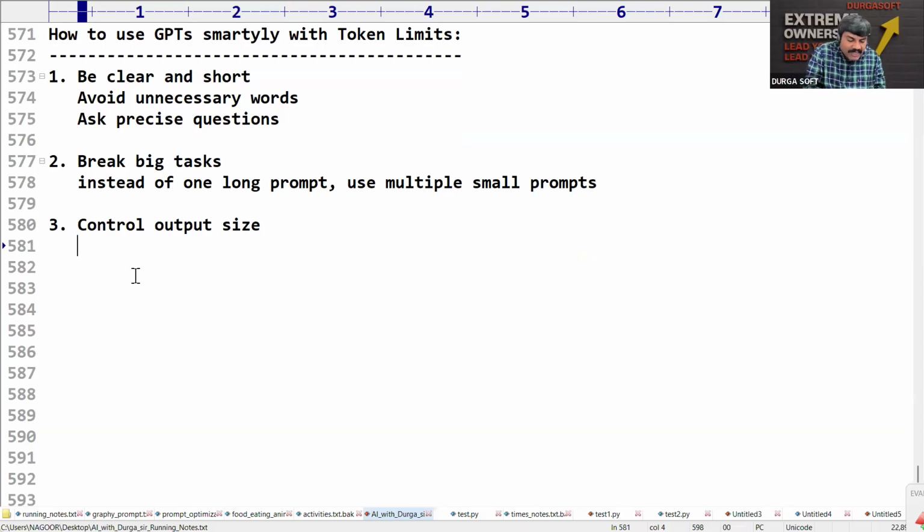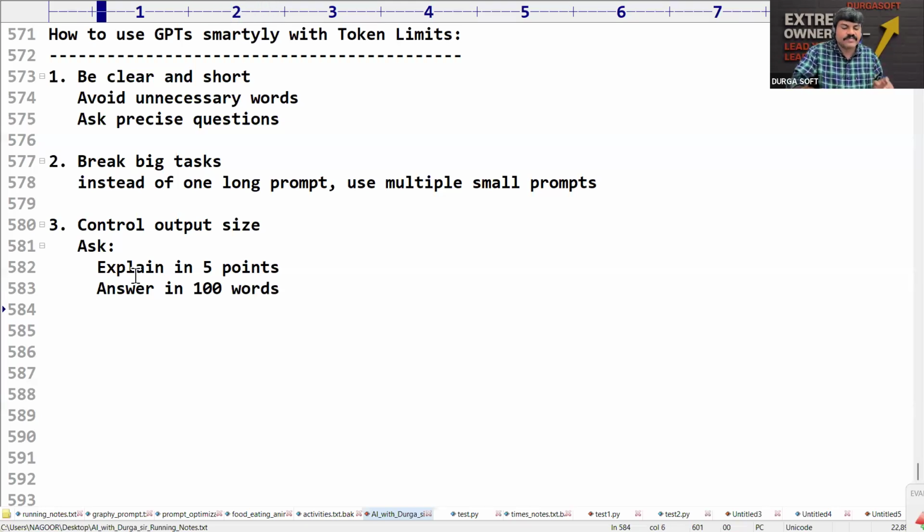Remember, that's why we ask in this style: explain in 5 points. Of course, I will explain all these prototypes in prompt engineering. Explain in 5 points. Answer in 100 words. This type of thing will save tokens. Correct, right? This is what you people should be aware of.